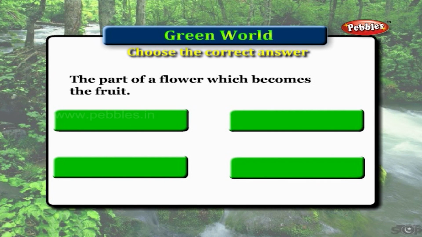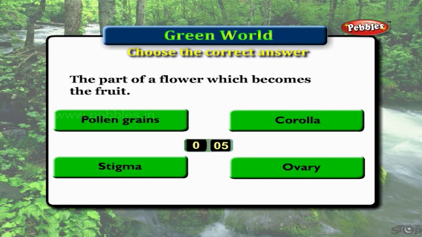The part of a flower which becomes the fruit. Options: pollen grains, corolla, stigma, ovary. The right answer is ovary.